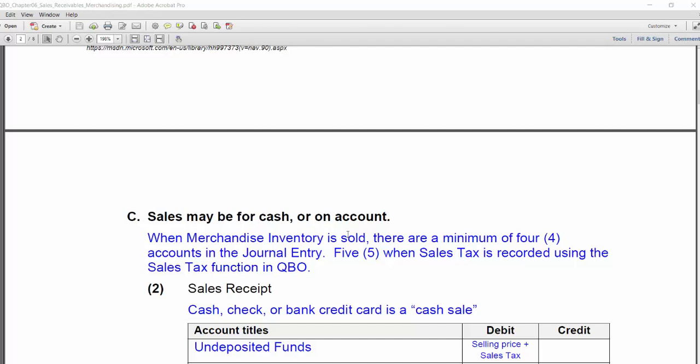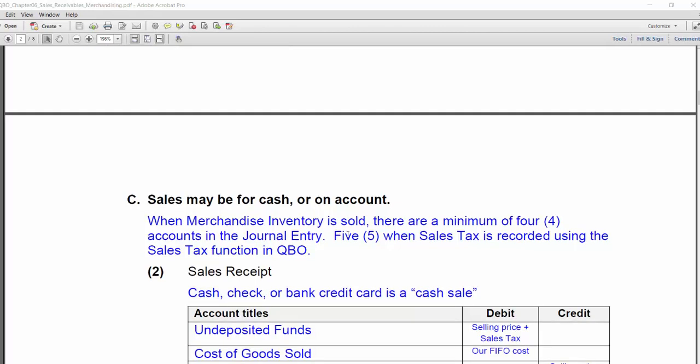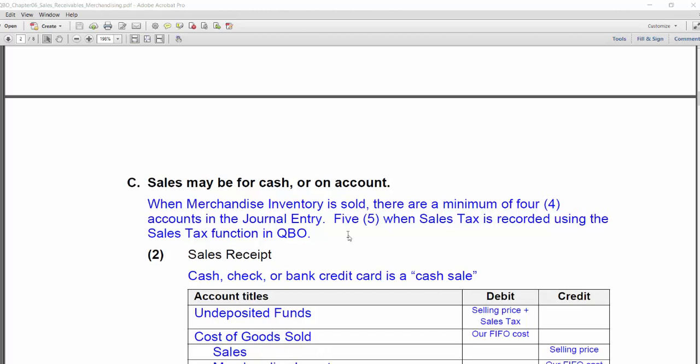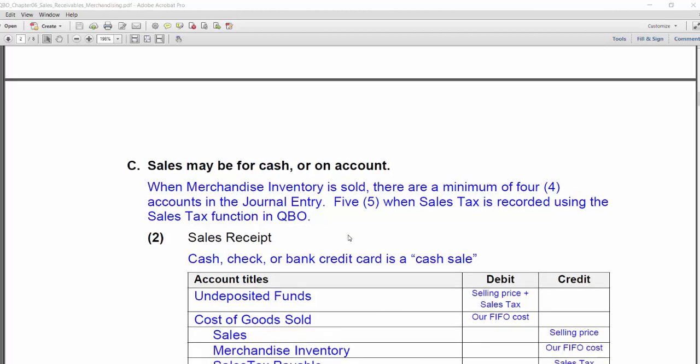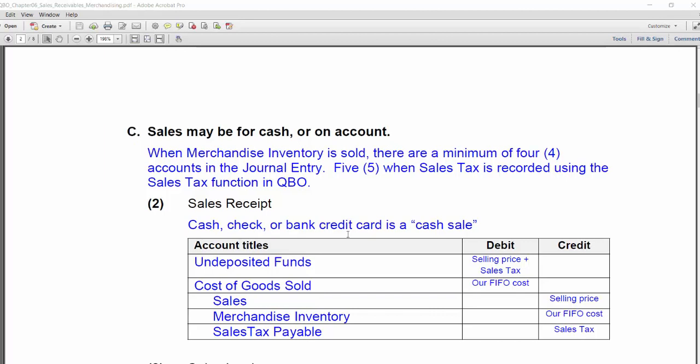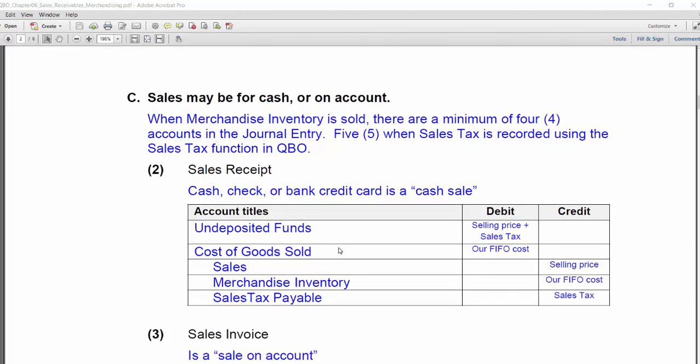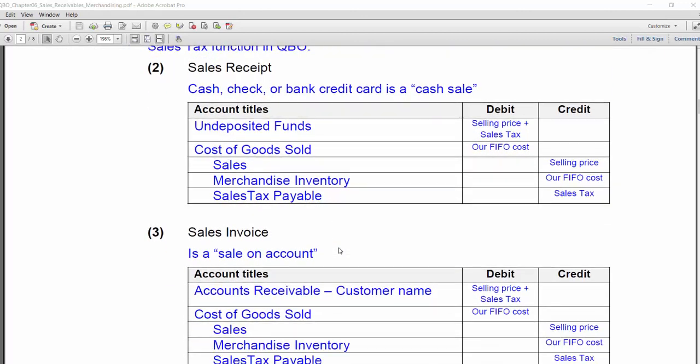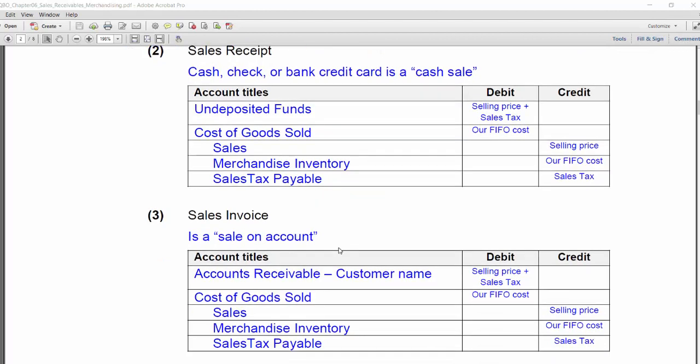So a sales receipt is a sale for cash. A sale of merchandise for cash then involves a debit to undeposited funds, a debit to cost of goods sold for our cost, and credits to sales and merchandise inventory for selling price and cost respectively. If there's sales tax, then the sales tax payable liability account gets credited. A sale on account is identical except that the debit is to accounts receivable instead of undeposited funds.